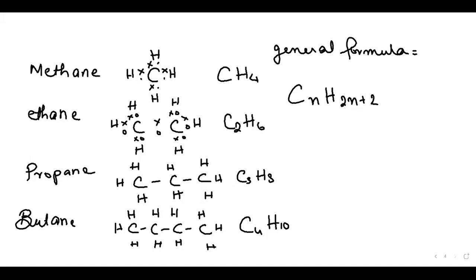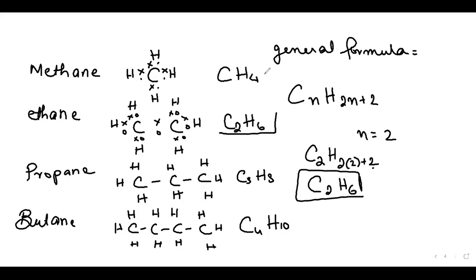Let's say I say, tell me the formula for ethane. You will say, okay, ethane is an alkane. The formula for alkanes is CnH2n plus 2. How many carbons are present in ethane? 2 carbons. So n is equal to 2. C2H2 multiplied by 2 plus 2. 2 2s are 4, 4 plus 2 is 6. This is what we got.